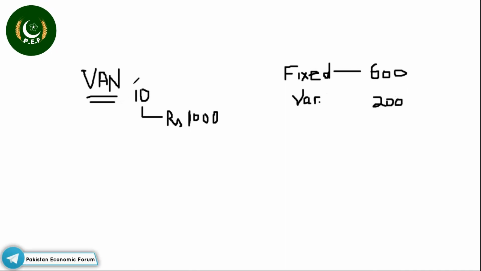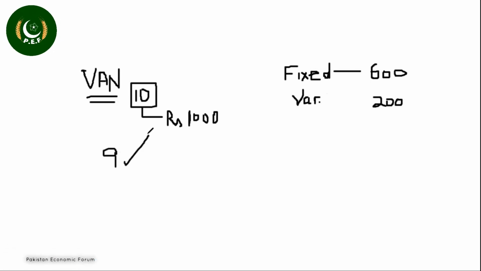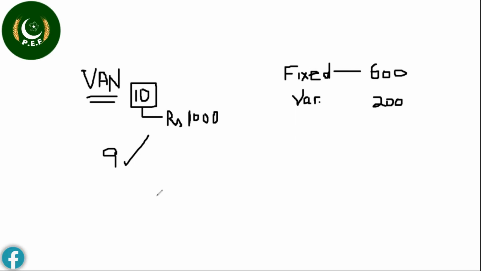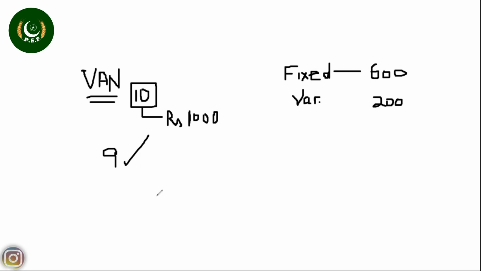Let's say your van is just ready to leave, but you have 10 seats and only 9 of those seats are occupied. You made a commitment to your customers that you will be leaving on a specific date and at a specific time. And just before leaving, you counted the people and there are only 9 people. But as a commitment, you will have to leave.